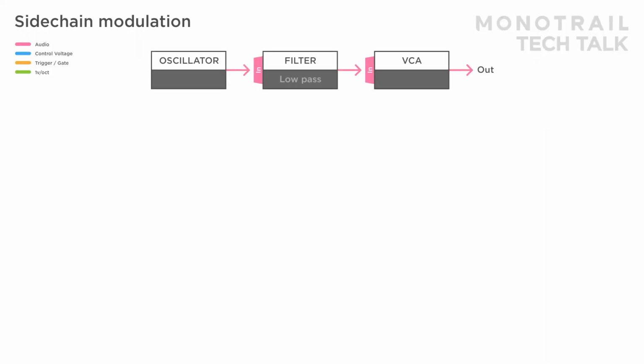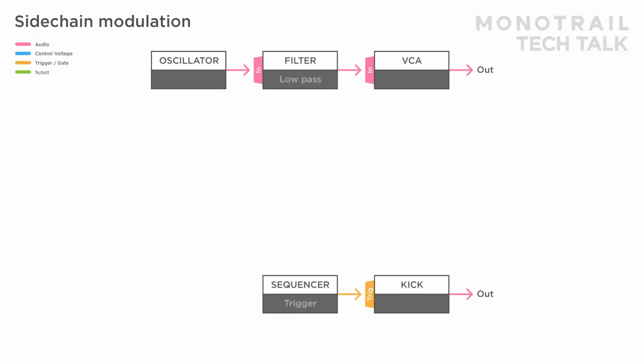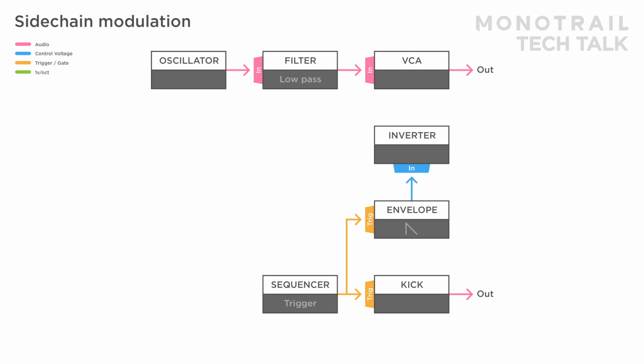Here's a simple drone voice, a trigger sequencer triggering a kick as well as an envelope that's inverted. And the inverted envelope is used to duck the volume of the drone, creating a classic pumping effect as shown in the previous chapter. But you can use this principle with every sound and to achieve any effect you like. For example, here the sidechain is caused by the trigger of a snare.